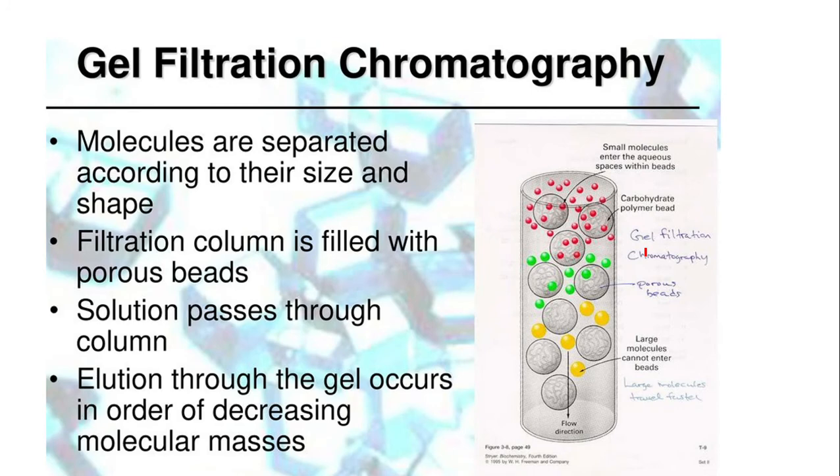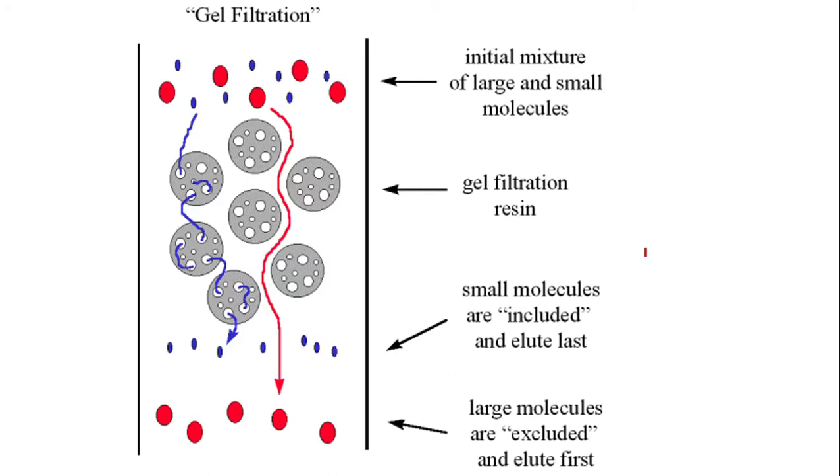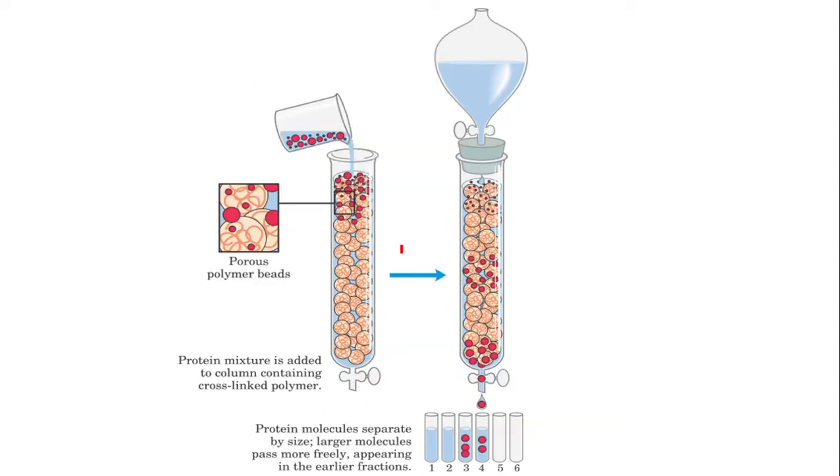Same diagram and same material taken from another textbook, and same diagram is shown here also. Large molecules are excluded and eluted first, while the smaller ones are eluted at the end. So by using a standard solute or standard component, with a known molecular size and eluting time, we can actually find out the relative molecular size of every component of the mixture. The same thing is shown here also.